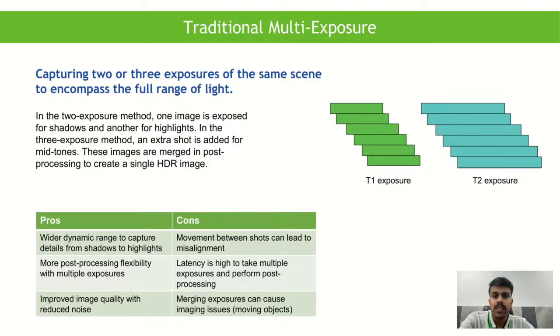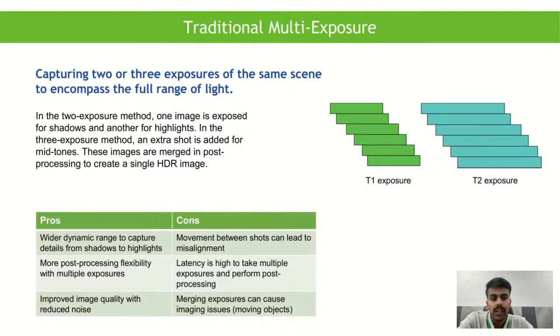This is one of the most basic methods for capturing high dynamic range imaging. It's called traditional multi-exposure mode. So in this mode, multiple exposures from the sensor are captured. The biggest benefit is that you get multiple frames from the camera. So you get an exposure with T1 exposure time. Let's say T1 is short exposure and T2 is long exposure. So you get two individual frames which have the highlights as well as the bright environments in the scene.